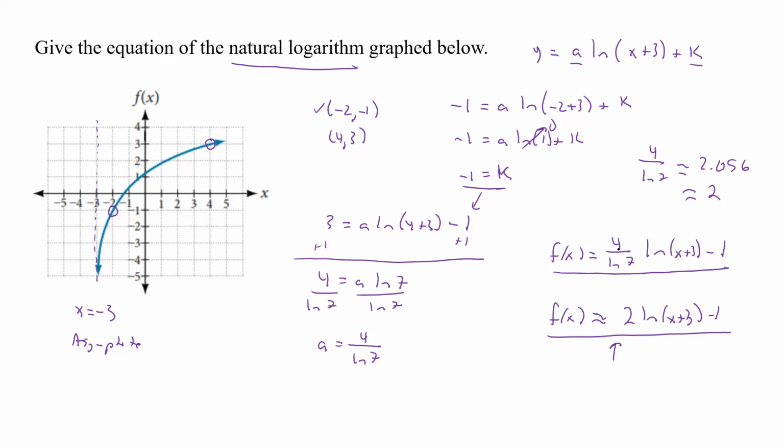If they want you to have exact values, it doesn't say on this one which way to do it. We could put in the 4 over ln of 7 and have this. Or if we want approximate values, then we could say, okay, well, that's 2 ln of x plus 3, minus 1. So it kind of depends on the homework. They might ask you one way or the other, and so we have to figure out what that is. But in this case, I'm going to say it's going to be approximate because I'm not too sure about that actually being right on that 4, 3.